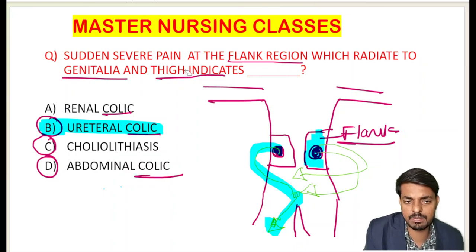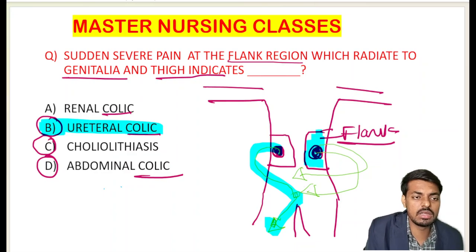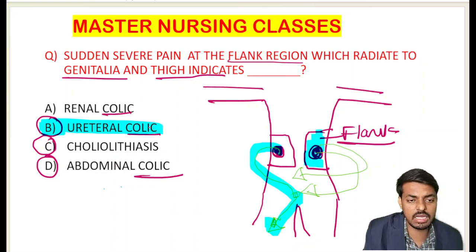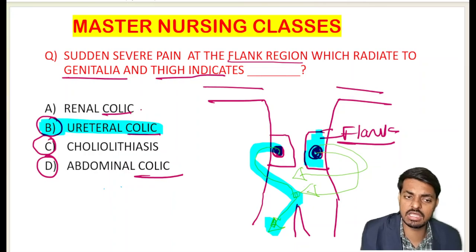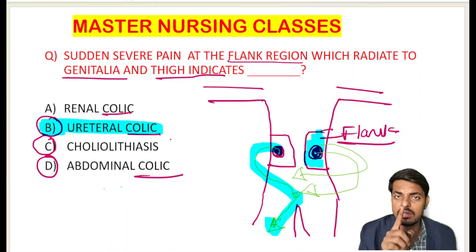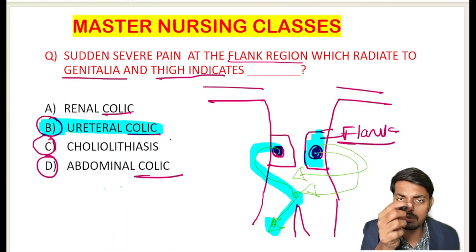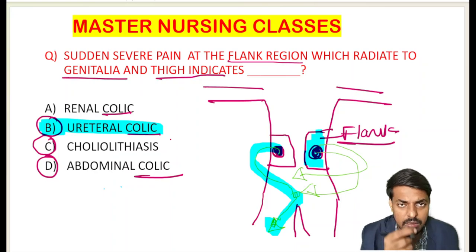Why? Because of sudden, severe pain that originates at the flank region and radiates to the genitalia and thigh, that is ureteral colic. Renal colic occurs if the kidney stone is present in the renal parenchyma, in nephrolithiasis. Ureteral colic occurs when the renal stone is present inside the ureters of the renal system, where the stone moves downward. The pain moves downward.